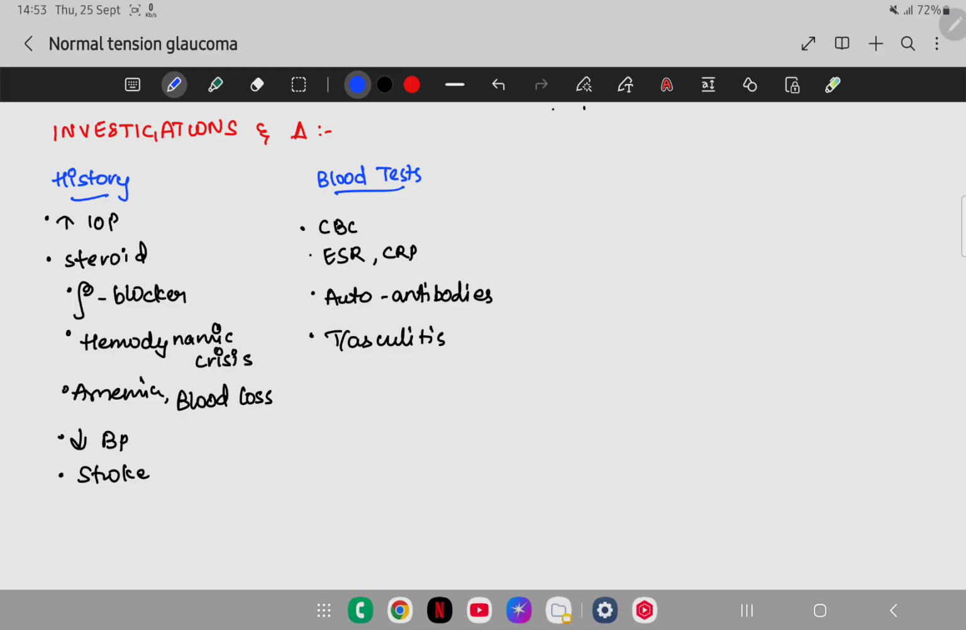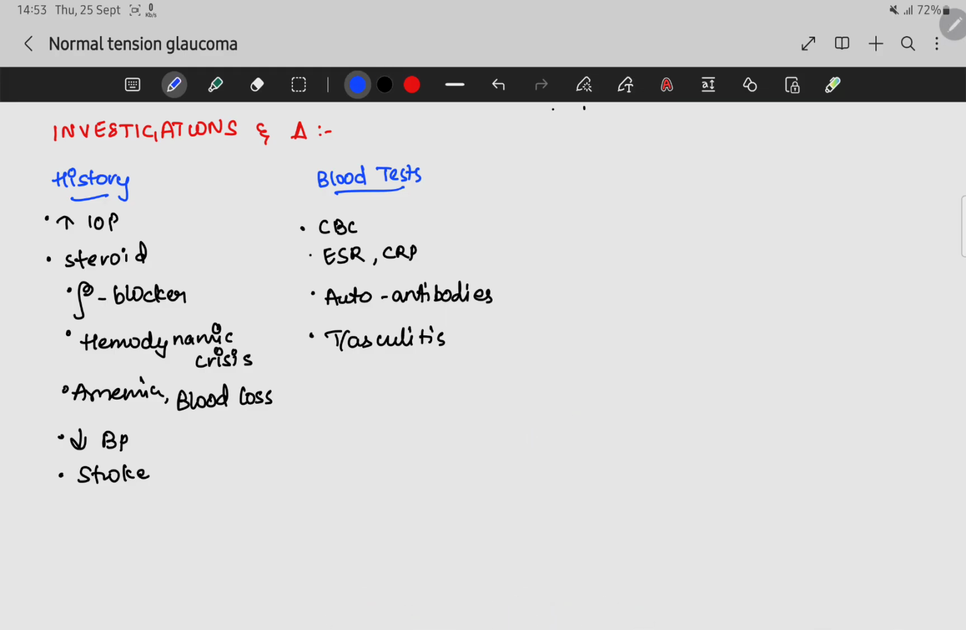Then we have to perform some radiological investigations, such as cranial MRI to rule out any cranial causes, and carotid Doppler for imaging of the carotid arteries. Then we also have to perform ocular tests.